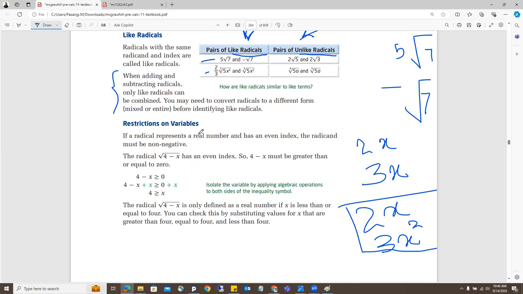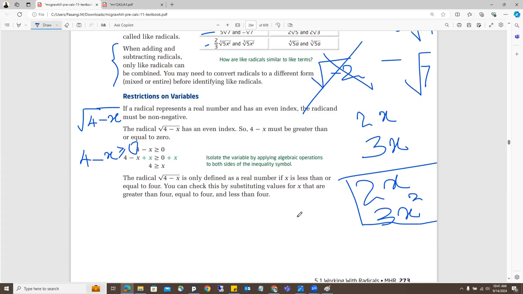Then restrictions on variables. If a radical represents a real number and has an even index, the radicand must be non-negative. The radical square root of 4 minus x has an even index, so 4 minus x must be greater than or equal to 0. Inside the square root, we have already learned that the number should be equal to 0 or a positive number. Is it clear? Inside the square root, we can't have negative numbers. It should be either 0 or positive.